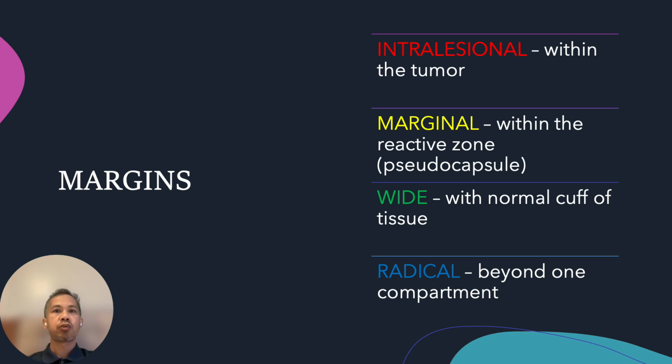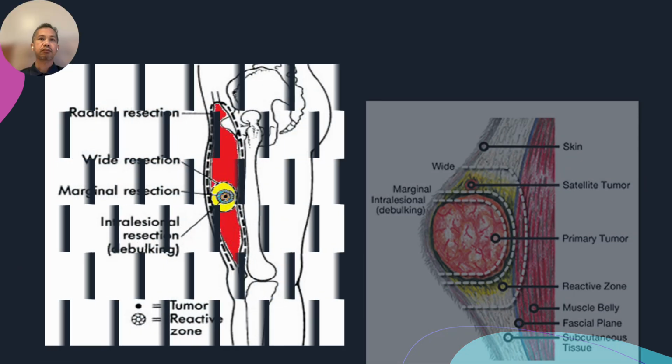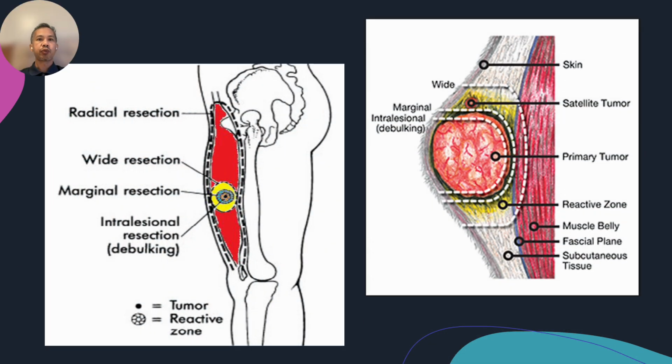For wide resection, you resect the tumor plus a cuff of normal soft tissue and bone. For radical, this is defined as resection plus one compartment. For example, if you have a lesion on the tibia and you need an above the knee amputation, that is radical. Or if you have a lesion on your proximal vastus lateralis muscle and you resected the entire vastus lateralis, that is also radical. A quick reference guide for your margins for better understanding.